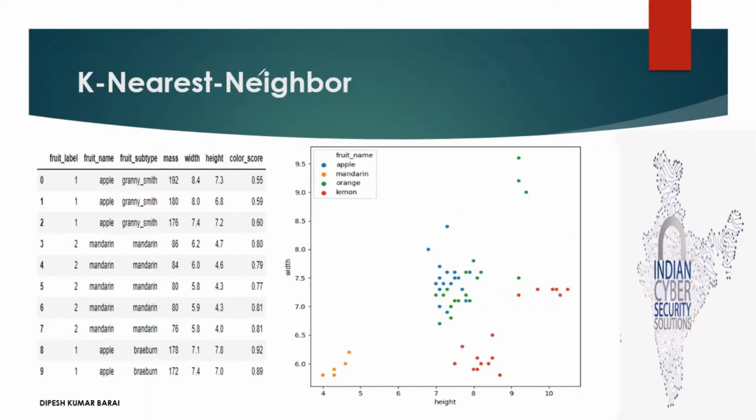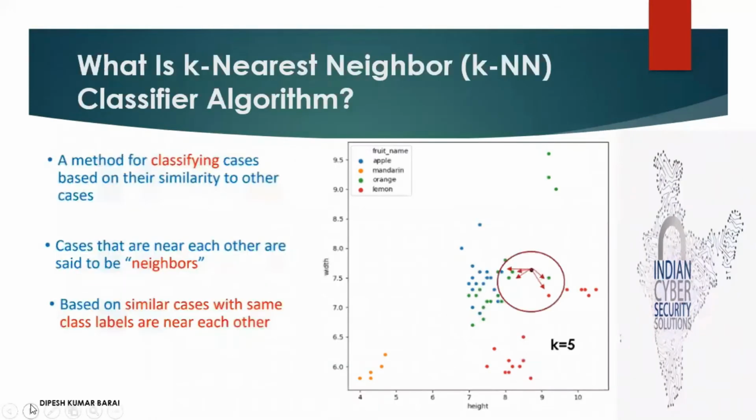K-nearest neighbors is a method for classifying cases based on their similarity to other cases. Suppose this is the new data point, and what will this data be? I have taken the five nearest data points, 1, 2, 3, 4, 5, and the majority class is green.